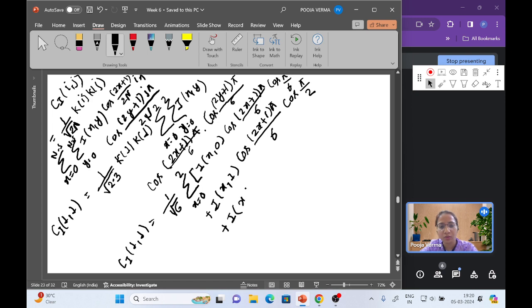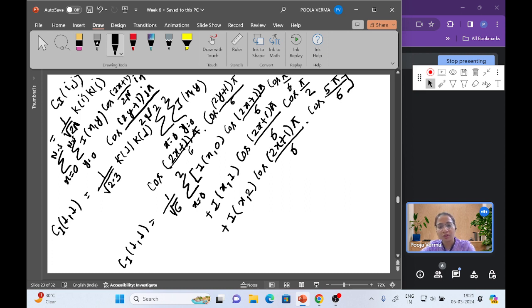Okay. Now we will put y is equal to 2. So cos 2x plus 1 pi by 6. Cos, here we put y is equal to 2. So 2 2 is 4 plus 1, 5 pi by 6. Okay, right? Now we have put all the values of y.